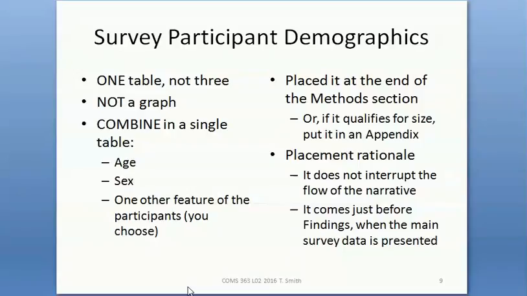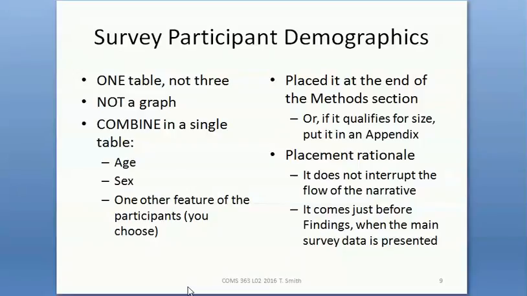Okay, so choose one as your primary variable to be of the most interest or something, or else you can just simply combine the data and collect it together in a single table, separating out the 3 sections and unifying it with a unified title and unified headings. So this gets placed at the methods section ending, and if it qualifies for size, look in the Smith Handbook under table and figure formatting and find out if it's too big and needs to go in the appendix instead.